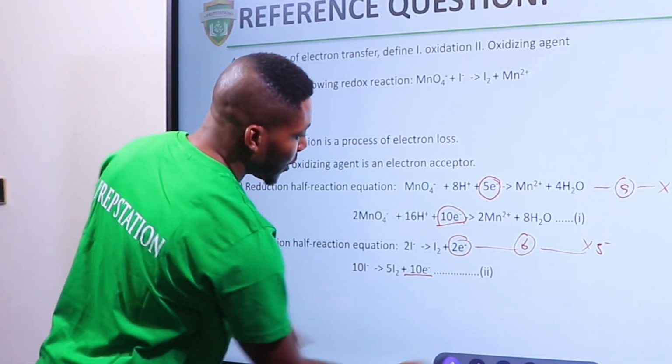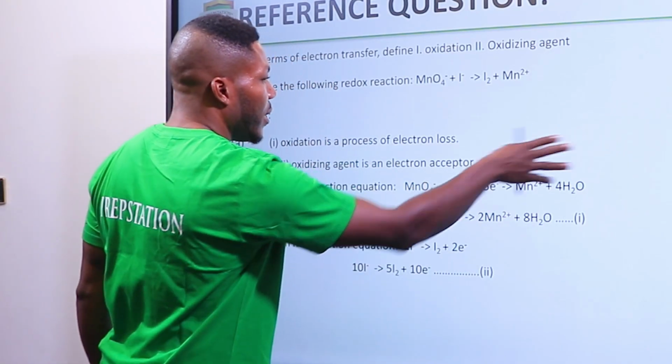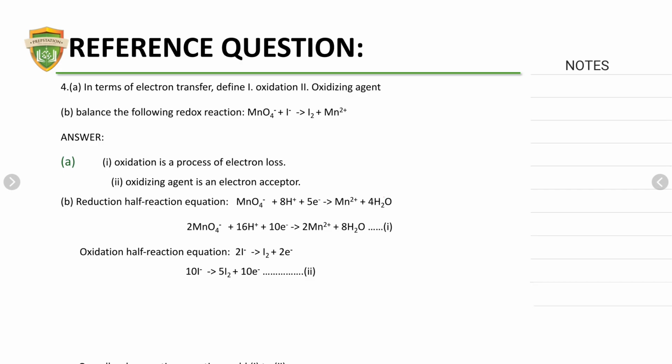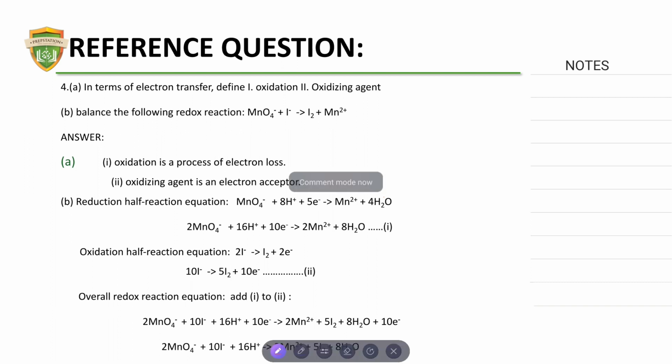Having done that, note the way it is done. What is the next thing? You sum the 2 reactions together. Add equation 1 to equation 2. How do you add it? Reactant to reactant, so the whole of this comes together. This is the whole of the reactants from the 2 equations, and this is the whole of the products from the 2 reaction equations.